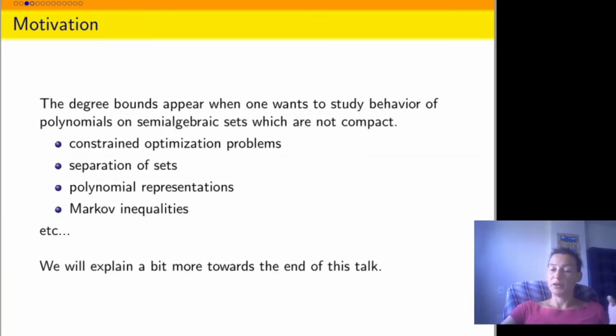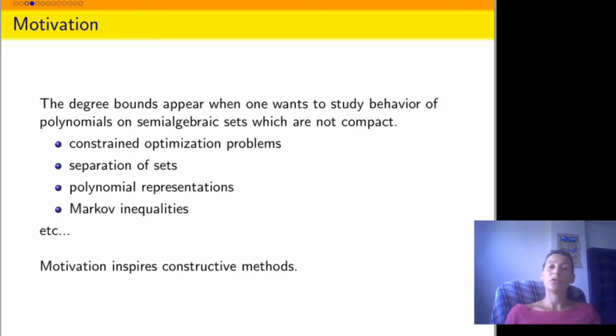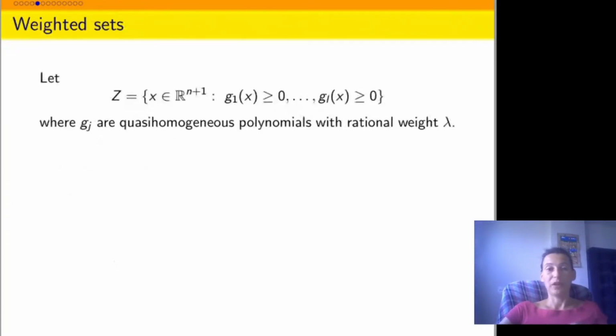We will explain a bit more towards the end of the talk, but for now the point is that the motivation inspires constructive methods, because the motivation, well, at least my motivation, is from concrete problems. So let us fix our attention for the moment on a family of sets that admit easily a description of the relative degree. These are going to be weighted sets, meaning sets given by polynomial inequalities which are invariant under R plus action.